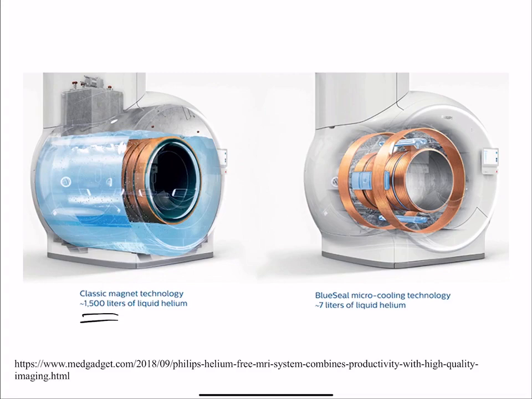Just looking online, just last year, Philips introduced this Lucio microcooling technology. I actually don't understand how this works, so if someone's interested in doing this for a project and explaining how it works, this would be another really good project. What they found is that instead of using 1,500 liters of liquid helium, they can use 7 liters. So that's quite impressive. I'm not sure if the other manufacturers are going to follow, but this is clearly one of the things they're hoping to differentiate themselves with.